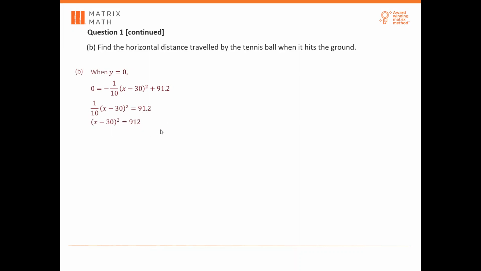Okay, so once you're here, it becomes very easy. You just have to square root both sides. So x minus 30 equals to positive square root 912 or negative square root 912. So you will have two answers. One is 60.1993 and the other one's a negative value. So naturally, you will reject the negative value, because your horizontal distance cannot be a negative value. So the answer is just 60.2.